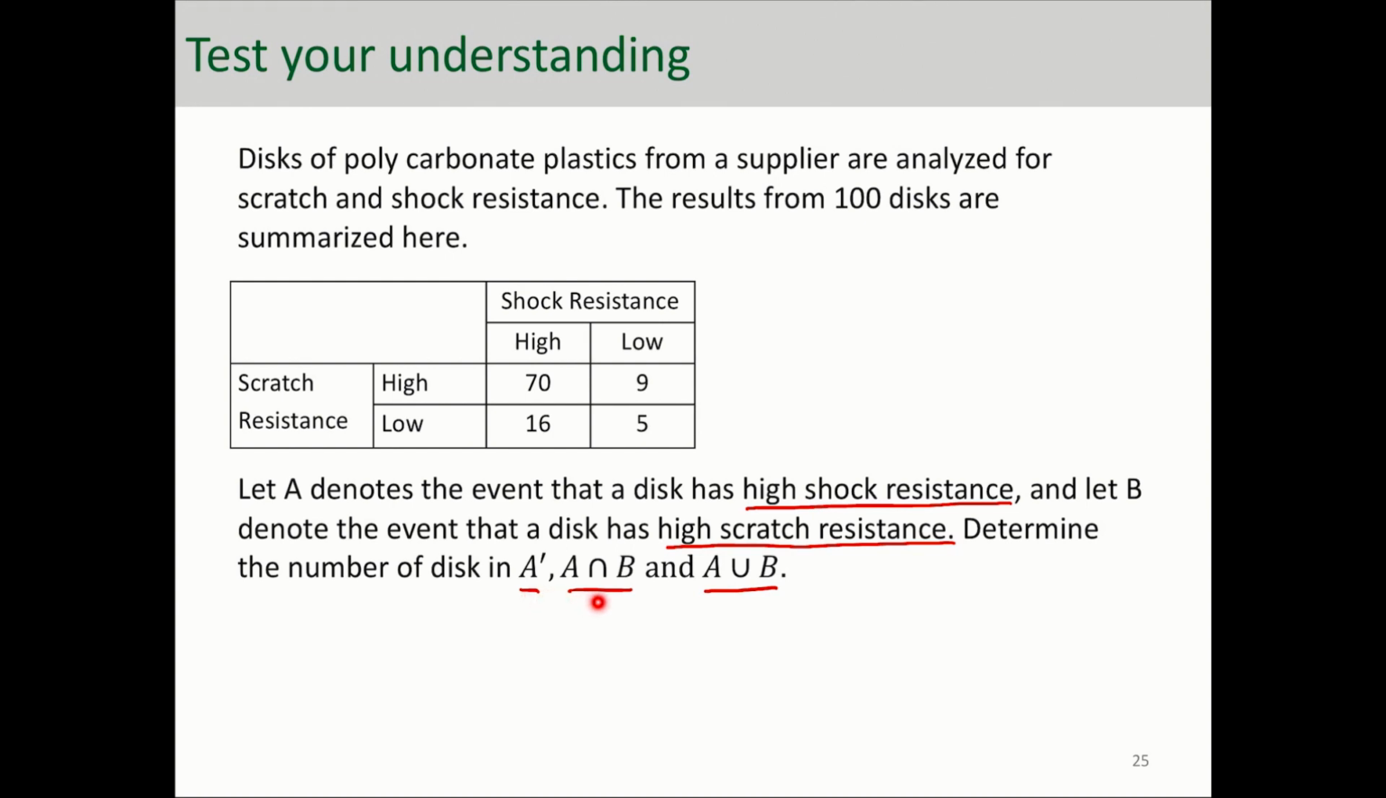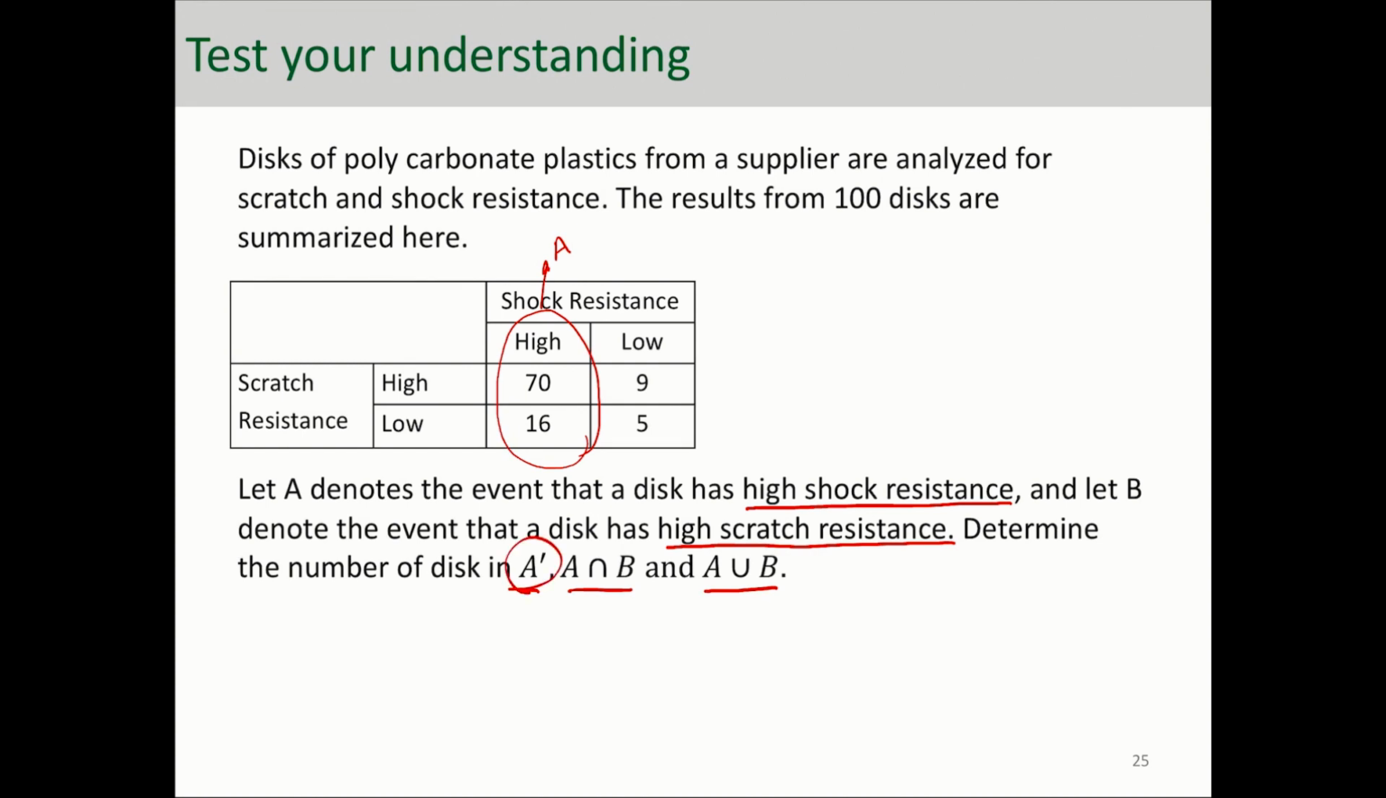A prime, A intersection B, and A union B. A prime or A complement is whatever is outside of A. So what is A? A is high shock resistance. So high shock resistance is basically this column, right? This is A. 70 plus 16 is 86 disks have high shock resistance. Basically, they are in event A. Therefore, everything outside of that is in A prime.